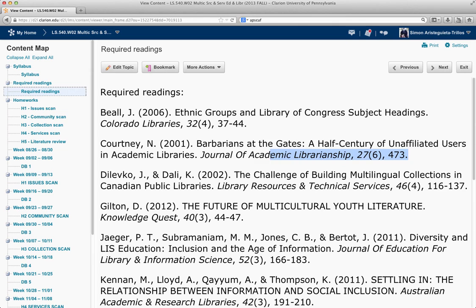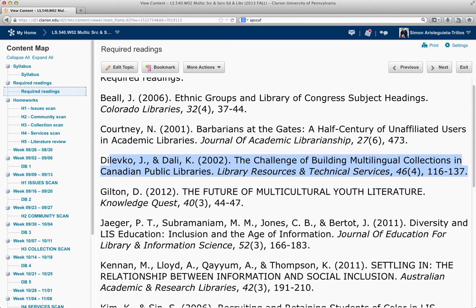And this is very interesting because this is something that happens to all of us. When we are affiliated to an institution such as Clarion, then we have access to the collections and services. But once we leave the university, then we don't have any more access. So that's a very interesting article. Then we have one by Lefko and Daly, and it has to do with multilingual collections in Canadian public libraries, and it has to do with English and French. Gilton, The Future of Multicultural Youth Literature. That's also a very good article.